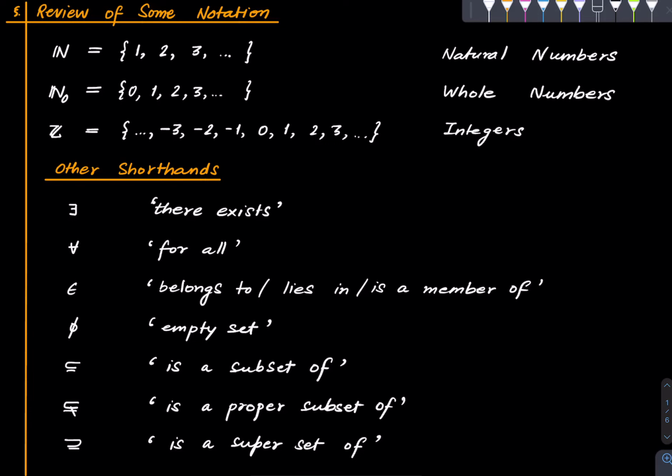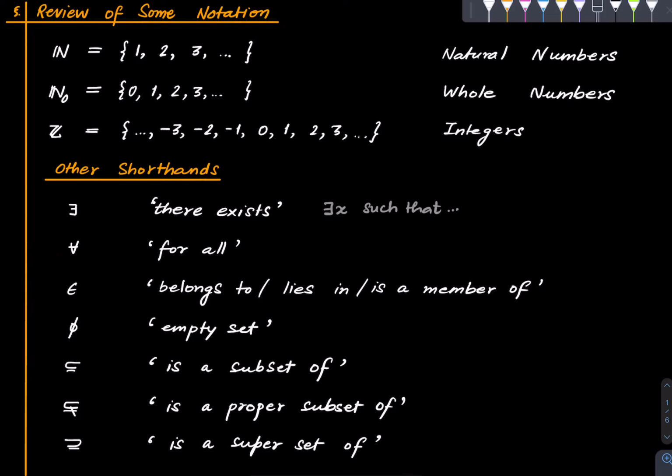And also let us look at some basic shorthands. So this symbol is a shorthand for there exists. So one may see things like there exists X such that something happens. Instead of writing there exists X, it's just easier to write this. But it means exactly the same thing. There's nothing deep going on.